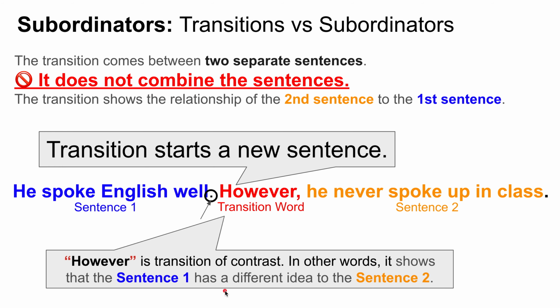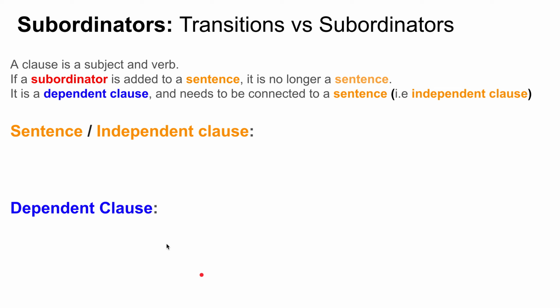Okay, let's move on now and let's talk about subordinators. Something I need to mention before we keep going is a clause. A clause is similar to a sentence, but slightly different. A clause can be a sentence in that it has a subject and a verb. But there are some important things I need to mention, so let's talk about that now.